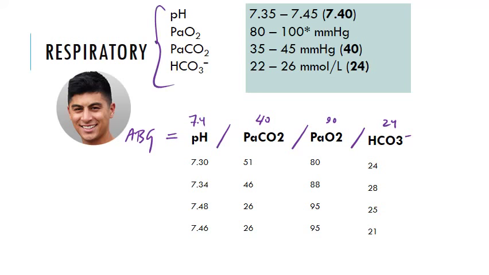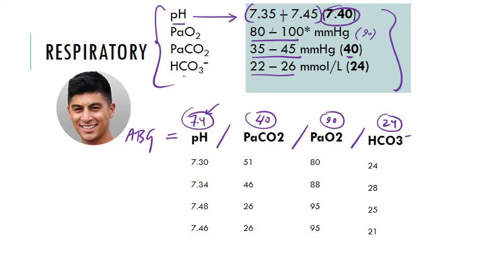Speaking of normal numbers, we have the ranges written here. If we were to start with the pH, the normal range is 7.35 to 7.45, and if we were to cut that in half, we'd come up with 7.4, which I've written here. For oxygenation, PaO2, the middle number is about 90. The middle number of PaCO2 is 40. And the middle number of bicarb is about 24. So I would like you to memorize these numbers.